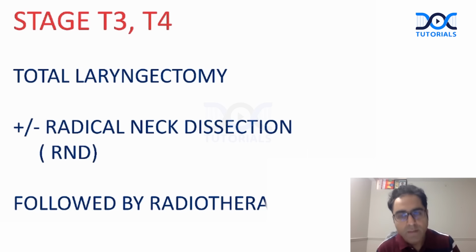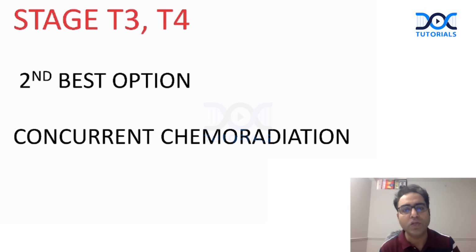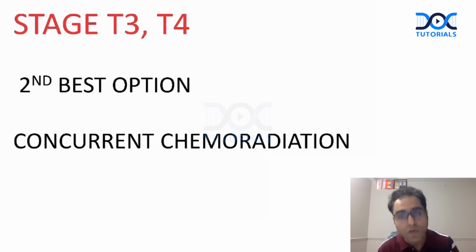T3, T4, bigger tumor, bigger treatments: total laryngectomy along with radical neck dissection if required, followed by radiotherapy. There may be neck node metastasis in that case. What is the second option in a patient of T3, T4? The second option is concurrent chemoradiation.